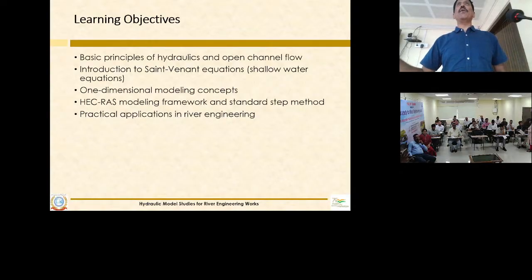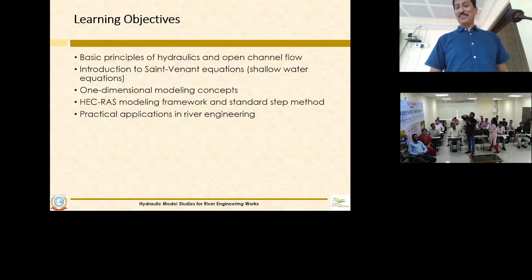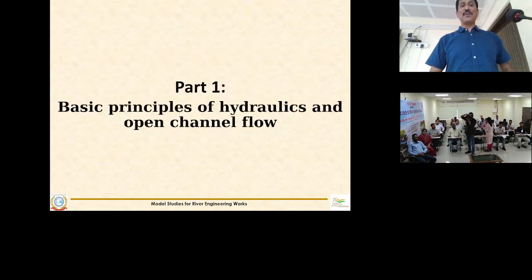Basically, we will be learning all three concepts: conservation of mass, energy, and momentum, and how to apply them over various problems. Then the framework and the standard step method, how it is implemented in HEC-RAS, and then the practical applications where we'll be using this model in river engineering works. So it's a brief introduction kind of thing.